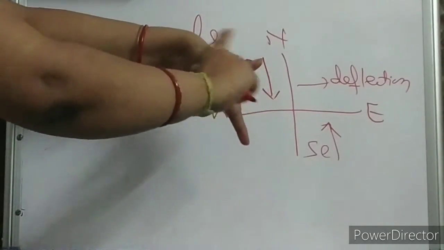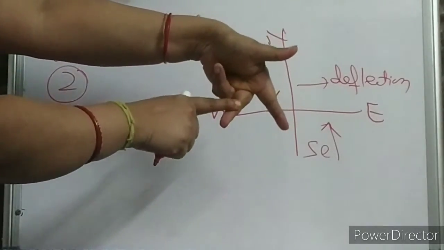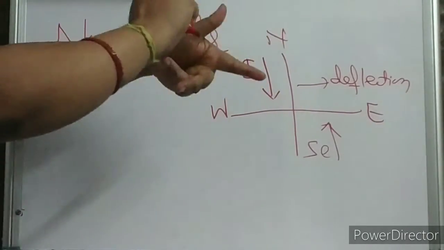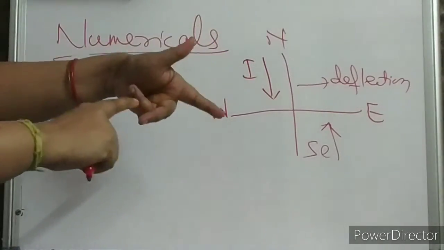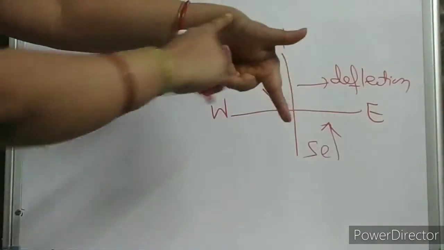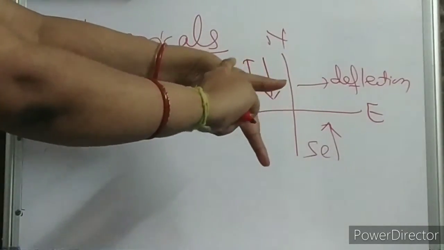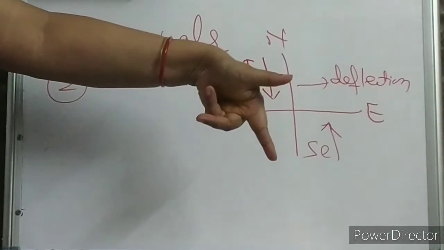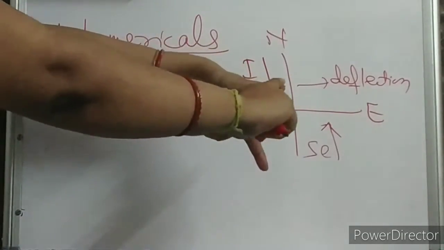So this is your deflection. See children, this is your current. This is your magnetic field and this is the motion of the conductor, force. Okay. So deflection is towards right. So now this thumb is directing like this. Clear children? Or you people can view this hand. Okay. So this is your deflection.